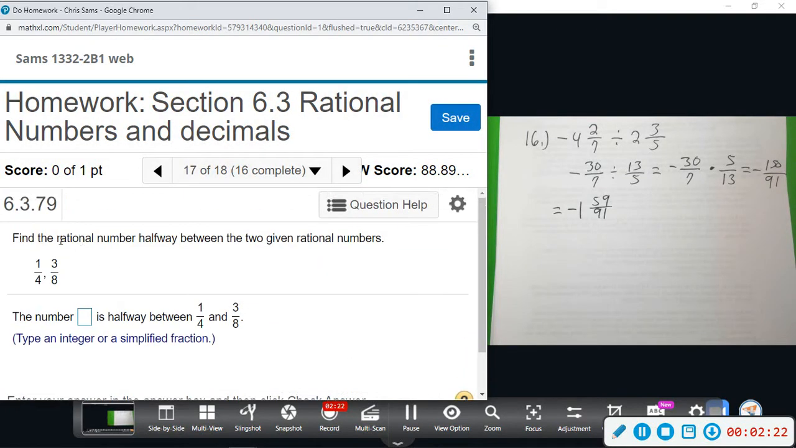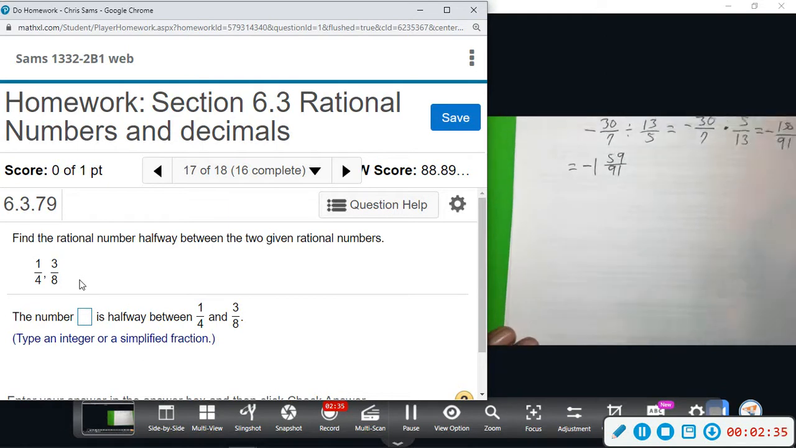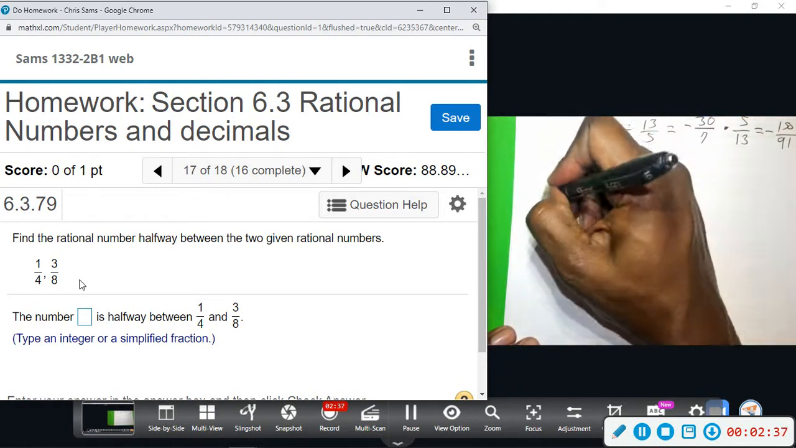Okay, so 17, we want to find the rational number halfway between the two. So I want to find a number that's halfway between these two. The way we find half is we would add the numbers up and divide by 2. So that's what we have to do here.